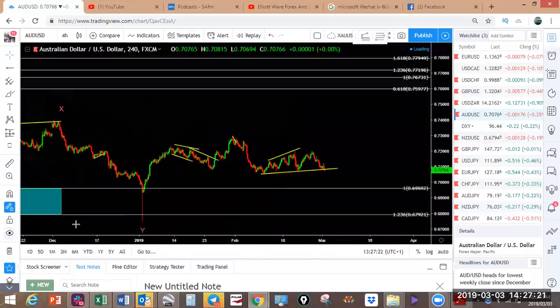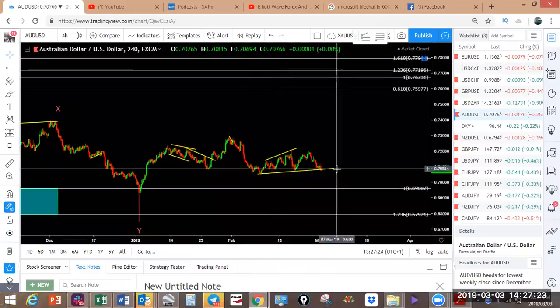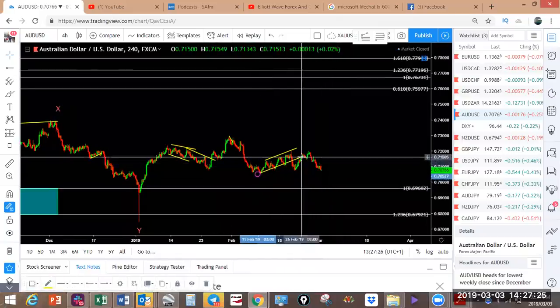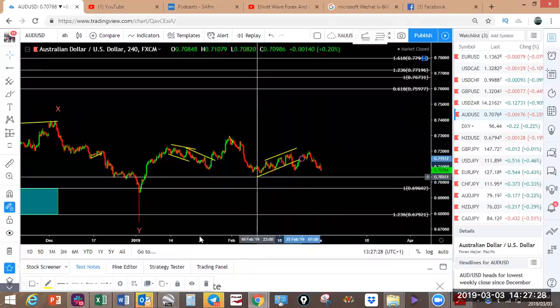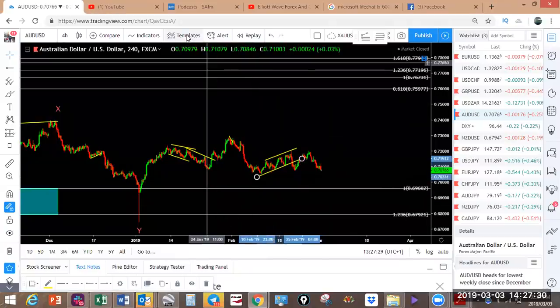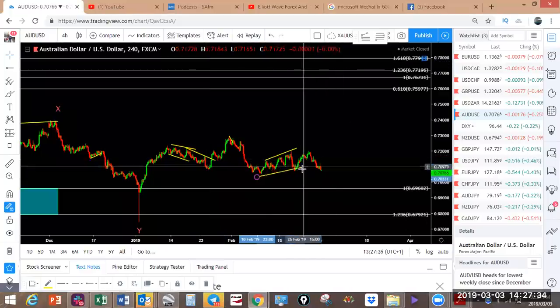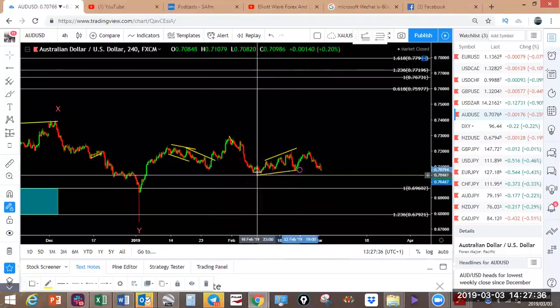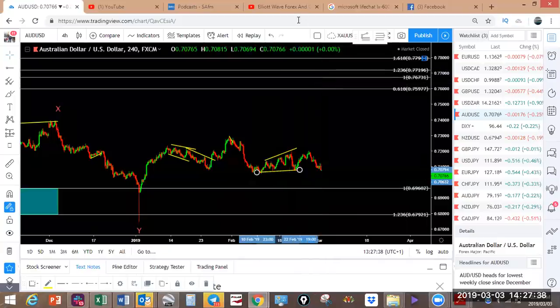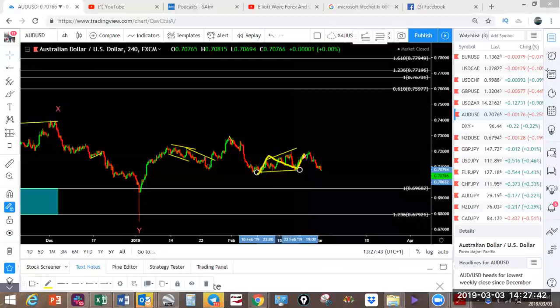Where's my labeling? Okay, so last week, this was the structure. It was like this before we broke down there. I expected it to break down from there, and you see how the structure has changed slightly now to make something like this. Now this becomes a 3-wave structure that looks like this: an A1, an A2, and an A3. Internally there, you've got what we like to call a complex B correction.